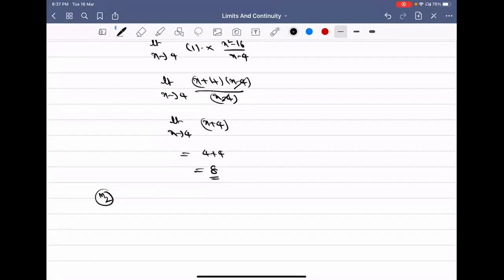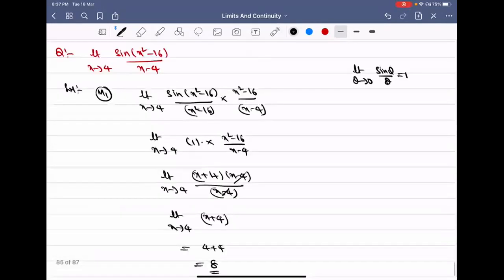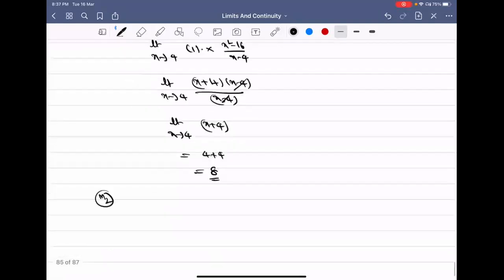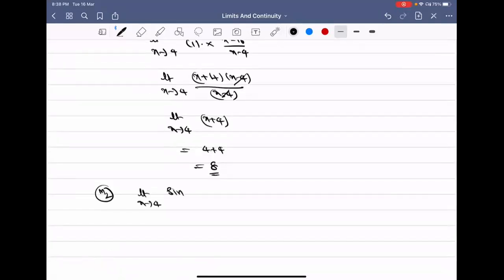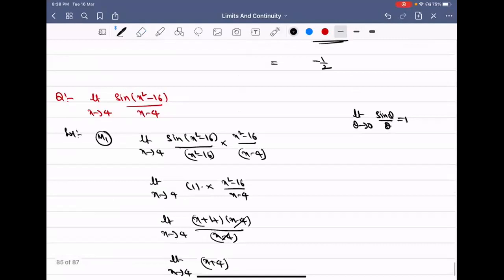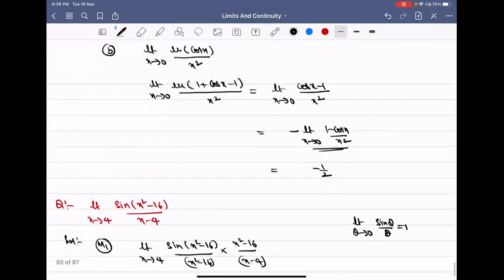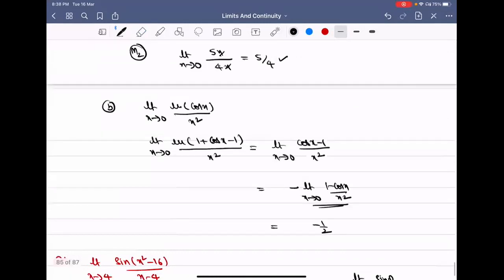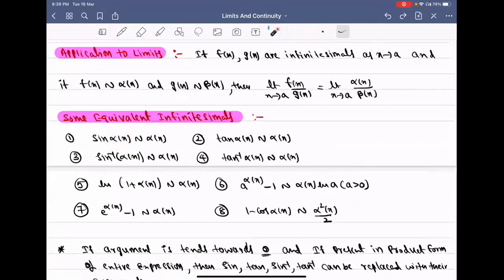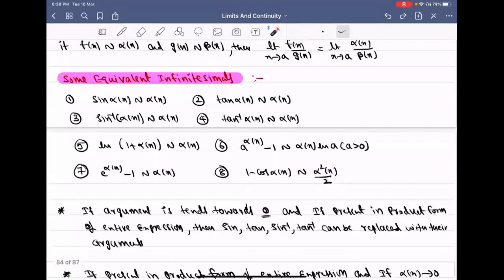Method 2 is, if you use the infinitesimal, the question is: limit x tends to 4 of sine of (x square minus 16) over (x minus 4). If you use the infinitesimal, when alpha x tends to 0, sine alpha x is equivalent to alpha x. We can replace sine alpha x with alpha x.